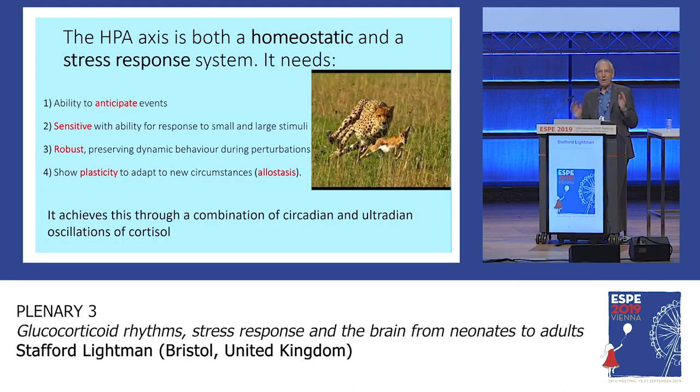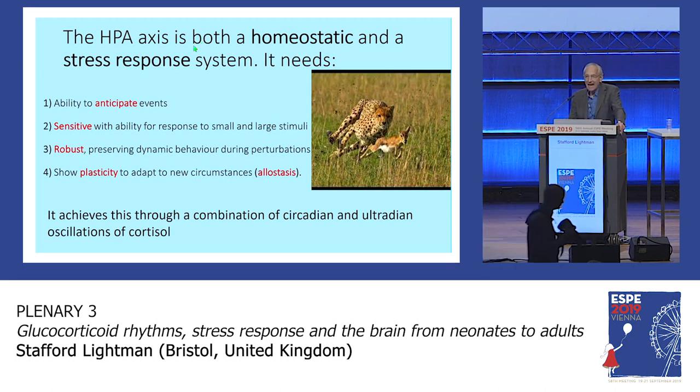And when we talk about the HPA axis, I think the first thing that it's important to get across is that it's two things. It has to do two separate things. It's a major homeostatic system, a major system which keeps all the body's biochemistry in its optimal state. But it's also a stress response system. And these are different things. And in order to be able to achieve both of these, there are various things that it needs to do.